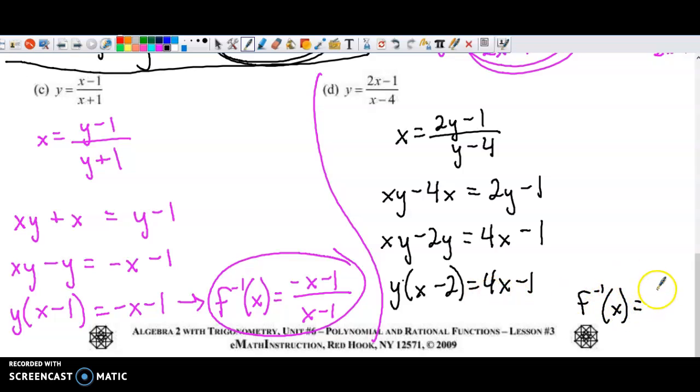and I'm switching over to inverse notation. And I ran out of time, but you're ready for the homework.